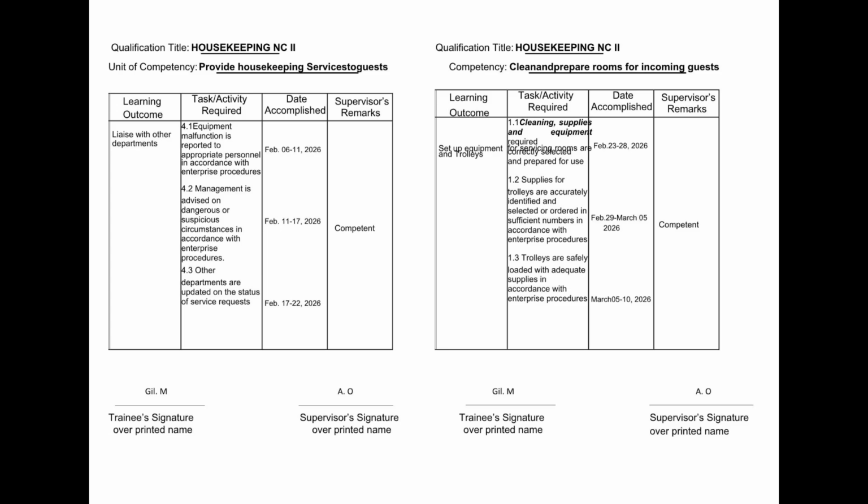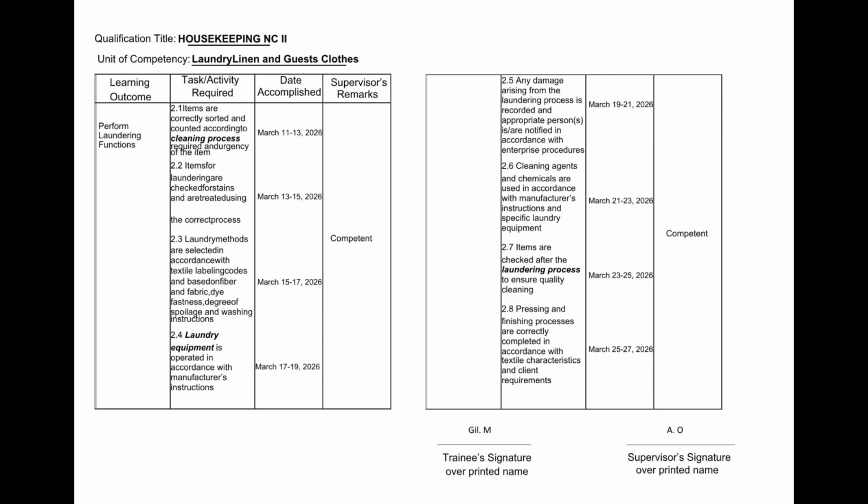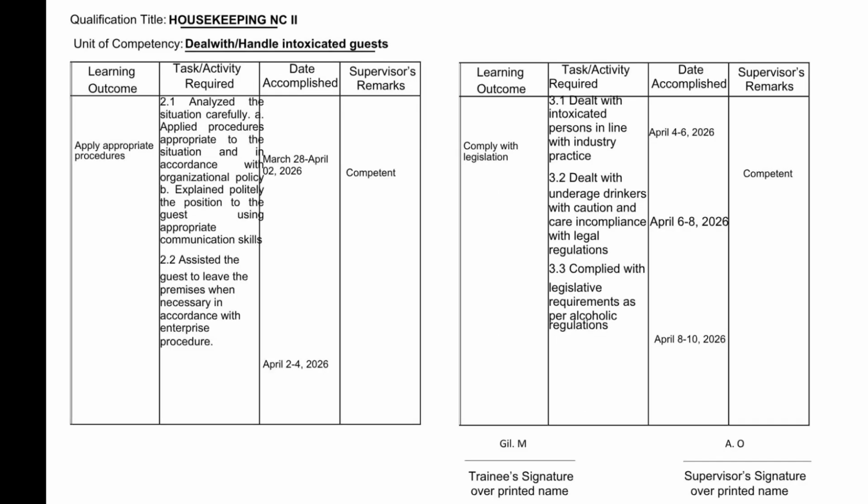The next unit of competency is provide housekeeping services to guests, and the learning outcome we have is liaise with other departments, meaning a working relationship or to cooperate. The next competency is clean and prepare rooms for incoming guests, with the learning outcome set up equipment and show list. Next competency is laundry linen and guest clothes, and the learning outcome is perform laundering functions. The last competency here is deal with and handle intoxicated guests, and the learning outcome is apply appropriate procedures.